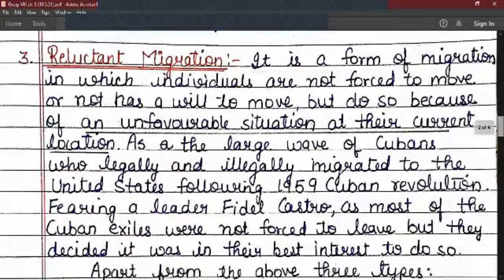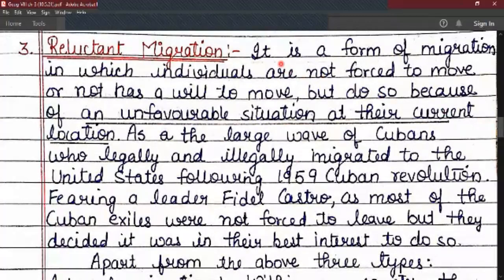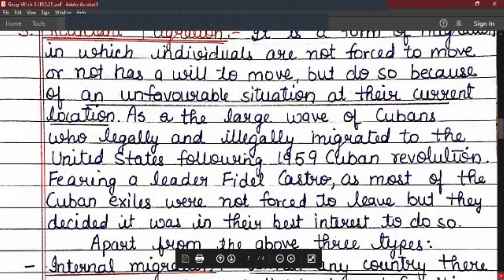Now, the third type is reluctant migration. Reluctant migration is a form of migration in which individuals are not forced to move, but do so because of an unfavorable situation at their current location, as the large wave of Cubans who legally and illegally migrated to the United States following the 1959 Cuban Revolution. Fearing the leader, Fidel Castro, as most of the Cuban exiles were not forced to leave, but they decided it was in their best interest to do so.